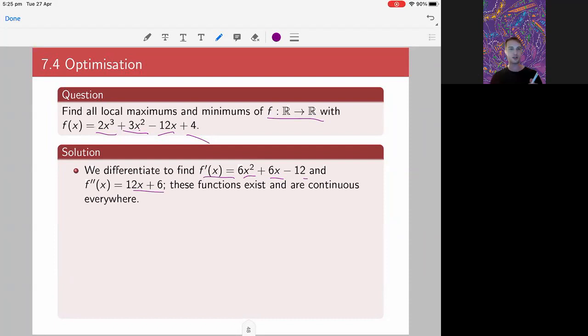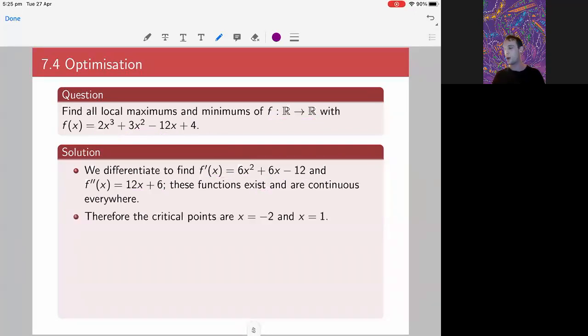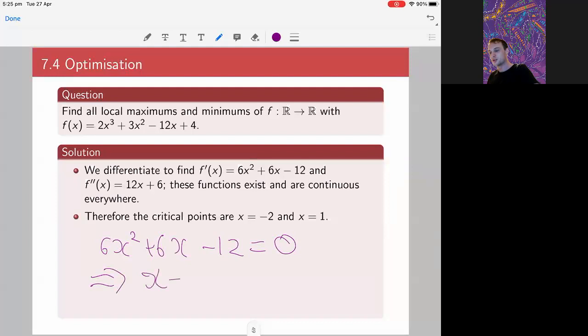So that means that in our quest to discover maximums and minimums, we are allowed to use the first and second derivative tests. Now, since the first derivative exists everywhere, the only critical points are going to be the points where the derivative is 0. Because remember, critical points are where the derivative is 0 or where the derivative does not exist. The derivative exists everywhere, so the critical points are precisely those points where the derivative is 0. So if we solve 6x squared plus 6x minus 12 equals 0, we find exactly two solutions, x equals minus 2 and x equals 1.